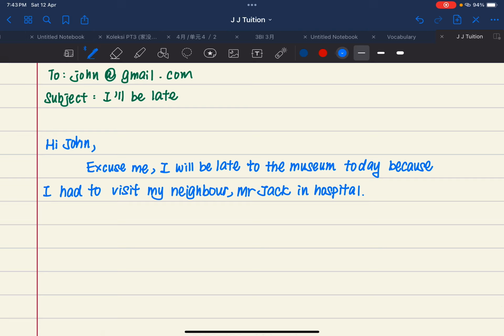You can also elaborate more. For example, you want to mention why your neighbor went to hospital. For example, he got something, maybe fell down or got dengue or something else. You can just write it.